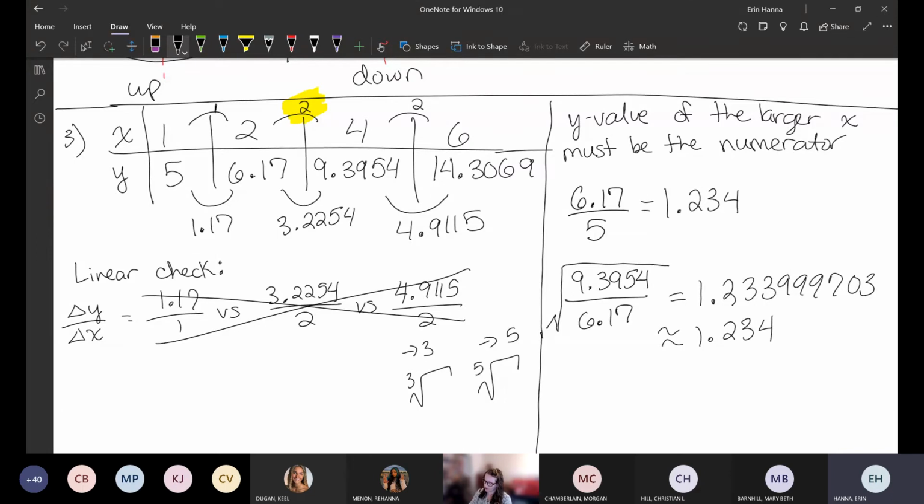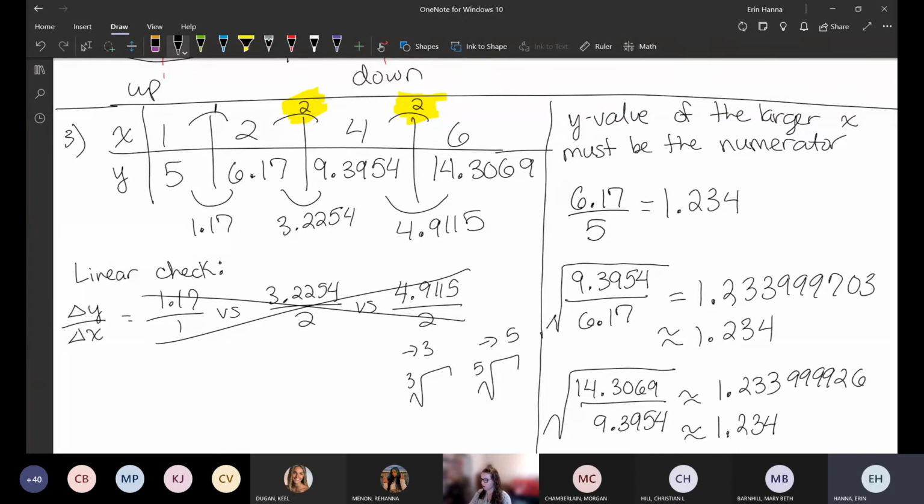And then we'll do essentially the same thing in the last piece, because if we set up the ratio, the x values increased by 2, so we have to take a square root. 14.3069 divided by 9.3954, you get 1.233999926, otherwise known approximately as 1.234.